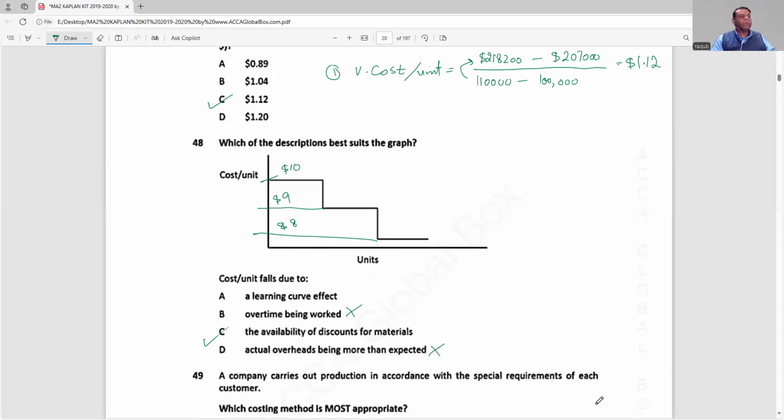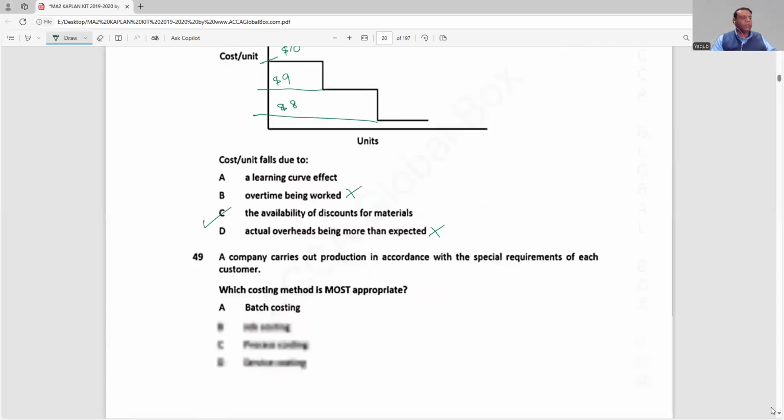So this graph is more relevant to what? More relevant to the discount available for material. A company is carrying out production in accordance with the specific requirement of each one of the customers. Whenever you are fulfilling the requirement of the customer, it is called job costing. Batch costing is relevant when we have the continuous production process. Process costing is relevant when we are producing goods in processes, in one or more than one processes.